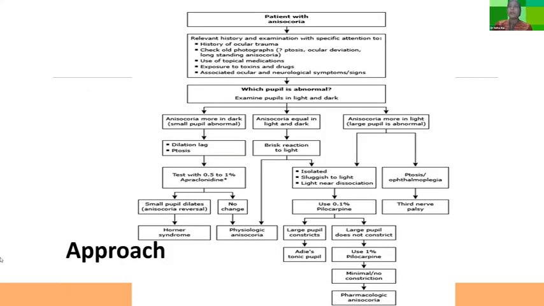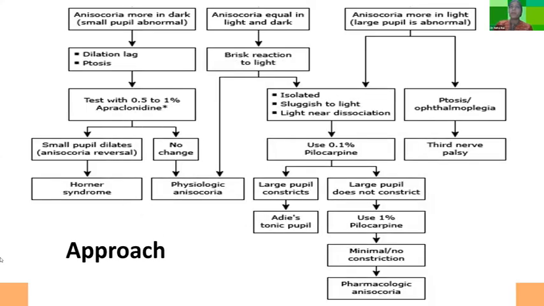An approach to anisocoria: reveal the history of ocular trauma, check the old photographs, use of any topical medications, exposure to any toxins or drugs, and associated ocular or neurological symptoms. And then we need to check whether the anisocoria is more in the dark or in the light. Whenever the anisocoria is more in the dark, it is probably a sympathetic deficit. We have to check for the dilation lag and the ptosis, and then use pharmacological testing to see whether it's Horner syndrome or a physiological anisocoria.